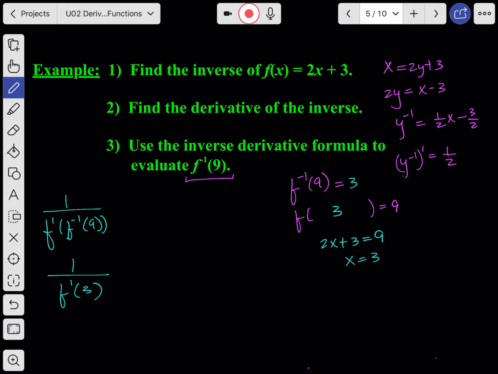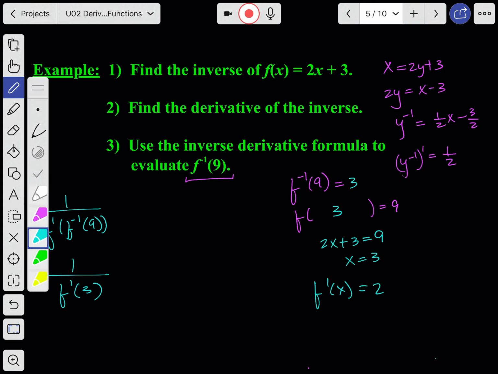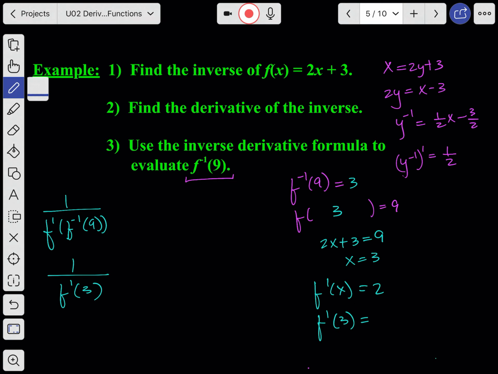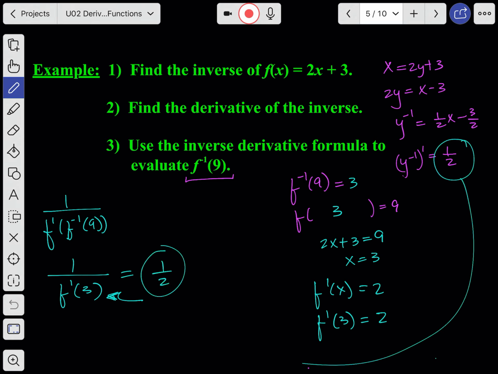Let's figure that out. If our function is f of x equals 2x plus 3, then f prime of x would just be 2, because if I use the power rule, I have an exponent of 1. 1 times 2 is 2, and then that goes away. So our derivative evaluated at 3, there's no input, there's nothing to plug in, is always going to be 2. So if I make the substitution in the denominator here, that just gives me 1 over 2, which is the same value that we got working it algebraically.